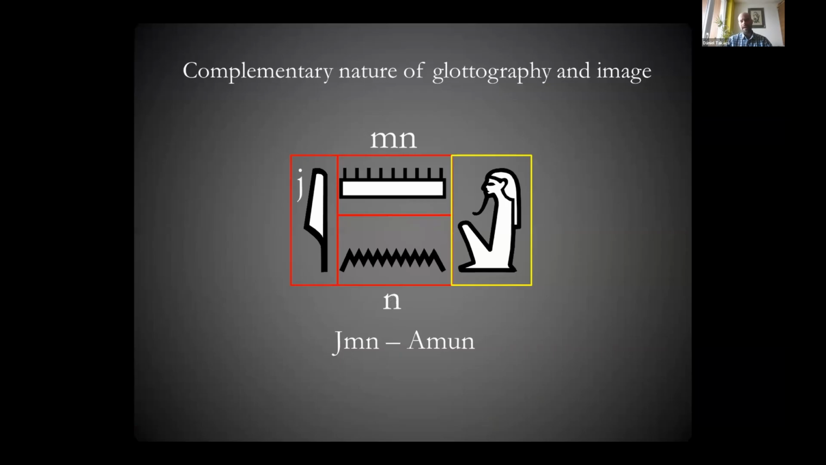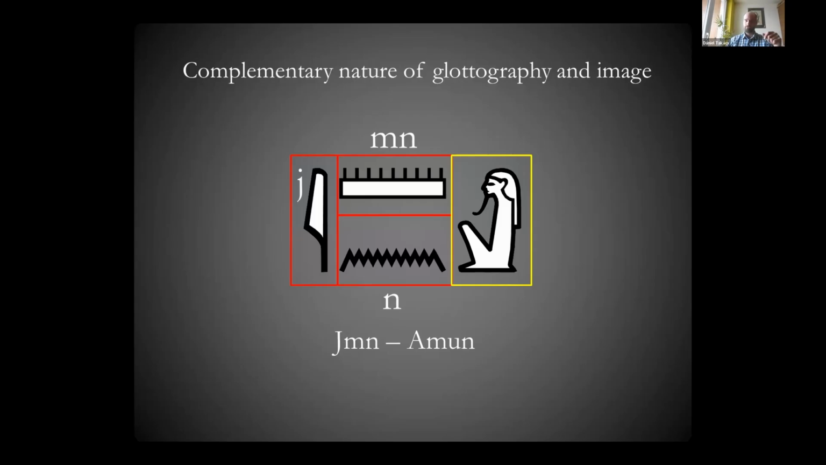Moving on, I would like to talk a little bit about the complementary nature of glottography and image in ancient Egypt. So, as I said at the beginning of this presentation, from the very inception of the hieroglyphic system, images and glottography, that is the notation of linguistic segments, mostly phonemes, so consonants or consonant combinations, were there.